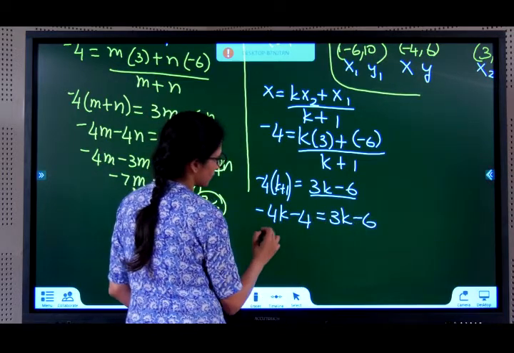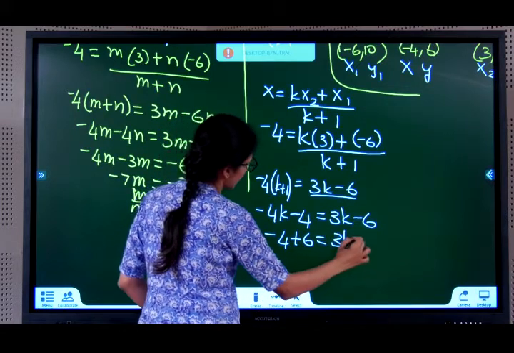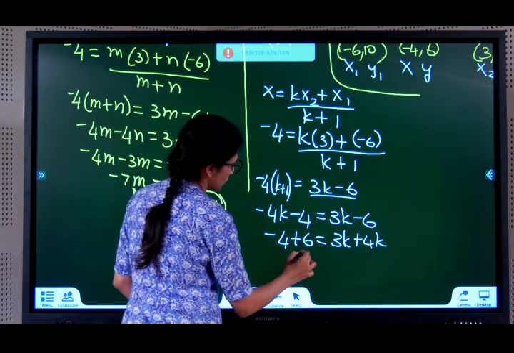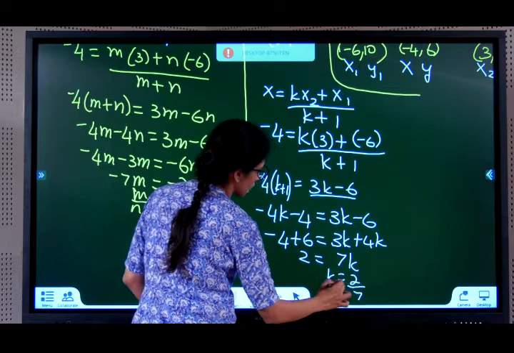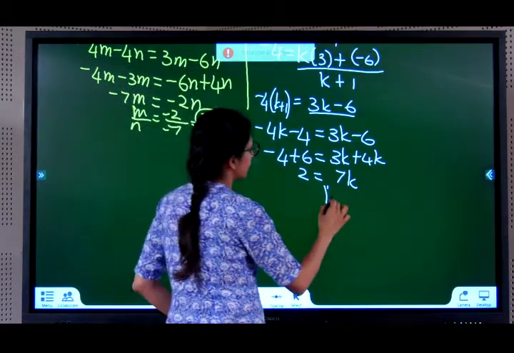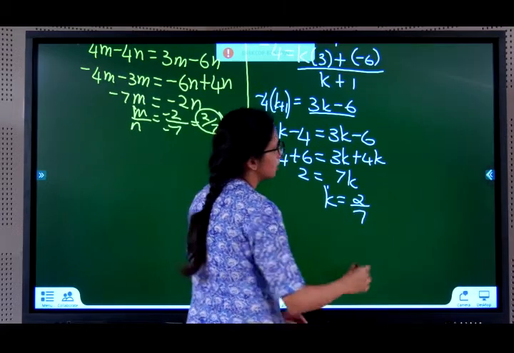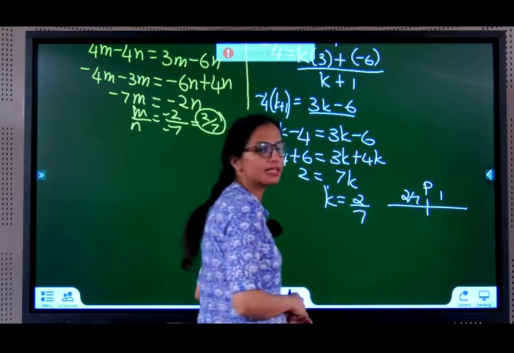Bring all the k's on one side, so send this to that side. Minus 4 plus 6 is equal to 3k plus 4k. 2 is equal to 7k. k is equal to 2 by 7. So k is to 1 is 2 by 7 is to 1. That means this point P is dividing the line in the ratio of 2 by 7 is to 1.